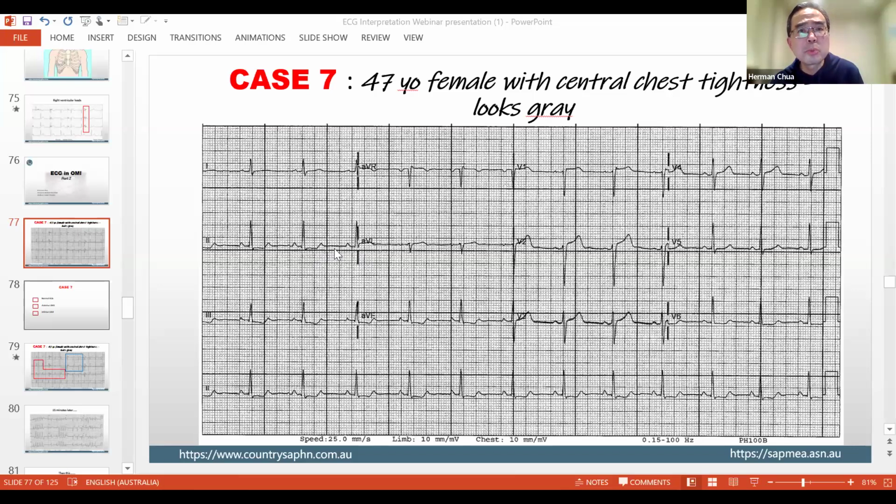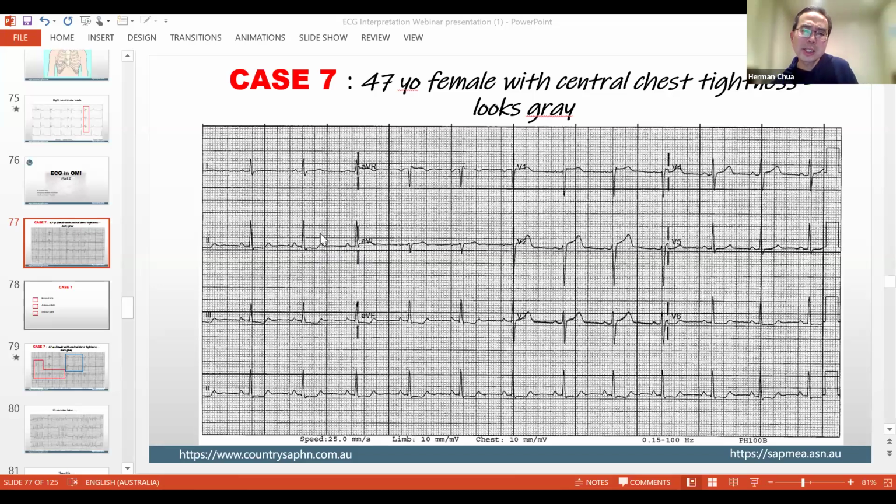There's actually ST depression in lead 2, lead 3, and lead AVF, with a biphasic T wave in all those leads, a down-up T wave, a negative, positive type T wave. That's not normal, okay? Remember what I said?